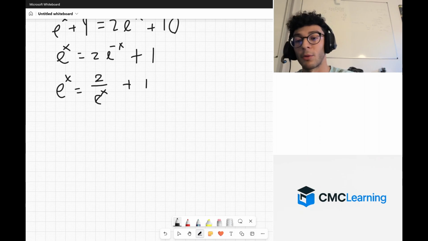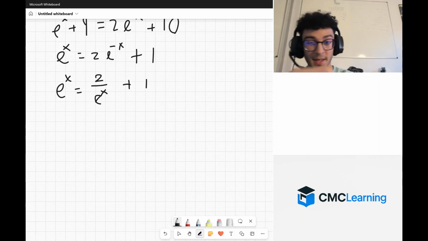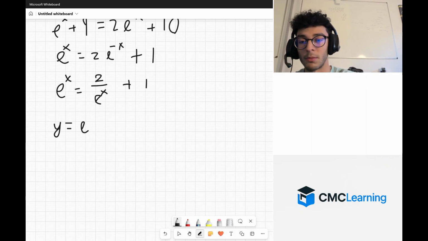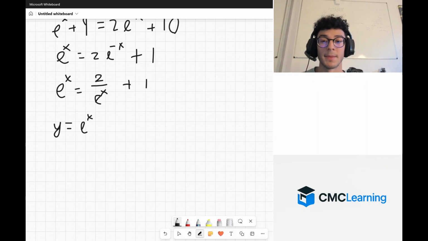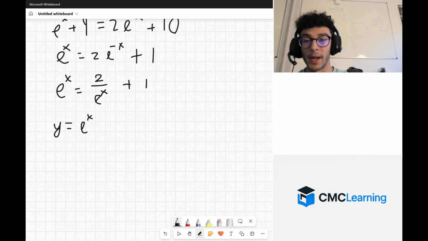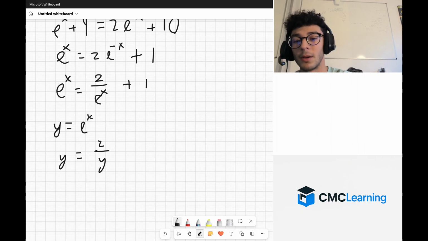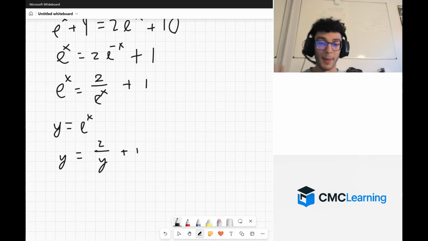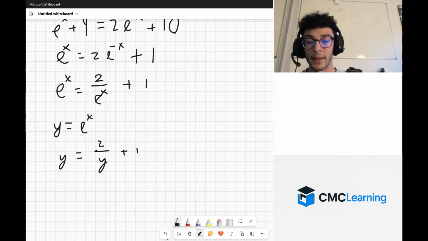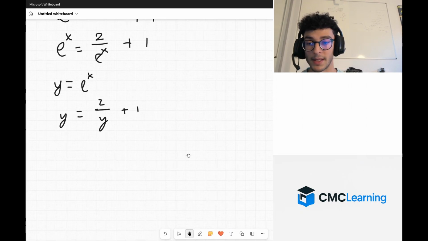I think that could help greatly. Let's introduce a substitution such that y, this new variable, is equal to e to the x. I think that will make things look quite a bit nicer, and we don't really have to deal with figuring out exponent terms and whatnot. So what we're left with is y is equal to 2 over y plus 1. And from here, let's just multiply the entire thing, the left-hand side and the right-hand side, by y. And let's see where that takes us.